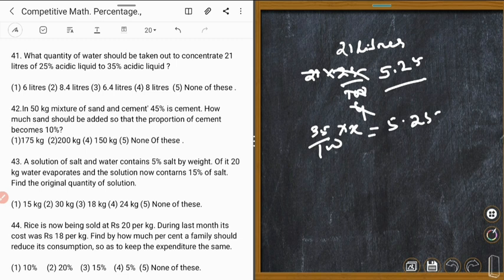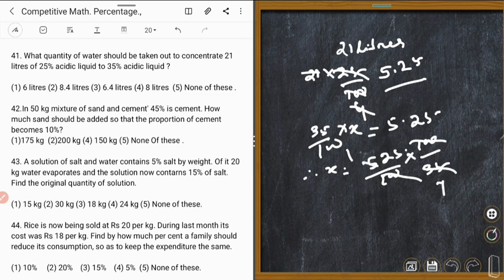So 35 upon 100 into x is equal to 5.25. Therefore x is equal to 525 upon 100, removing the decimal, into 100 upon 35. Okay, 100 cancel. 35, 5 7s are 35. So 15 liters.